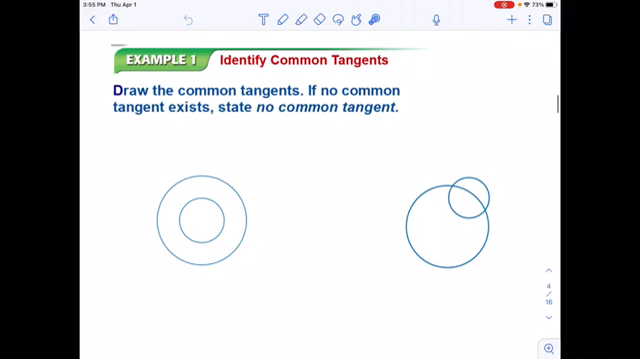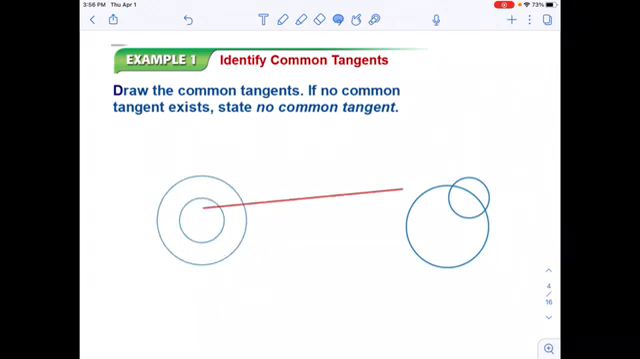So we're going to do some examples. We're going to draw some common tangents. If no common tangent exists, state that. So for this first one, we are going to draw a line. Remember, a tangent can only touch the circle in one spot. Is there any possible way to make this line tangent to one or both circles and only touching at one spot? There is not.